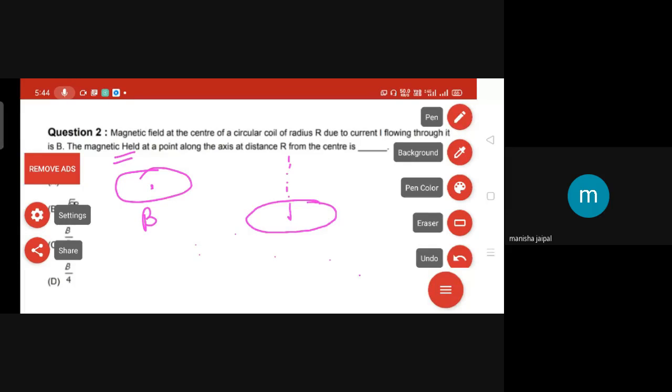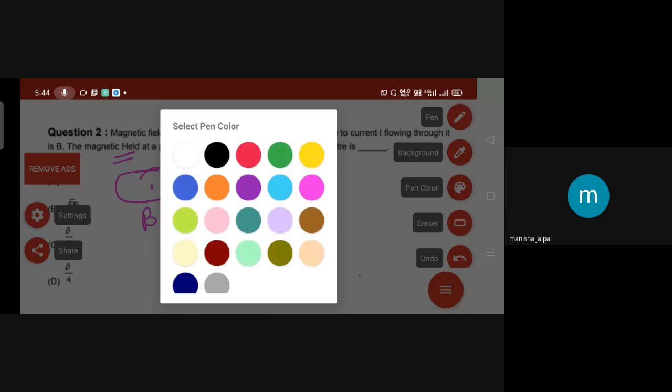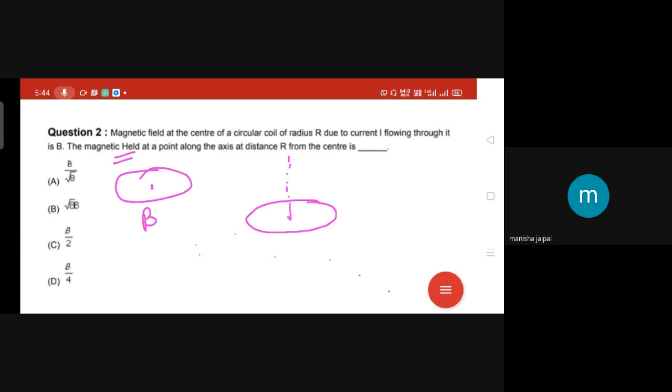Axis is the line passing through the center of the coil, and perpendicular to it. Let me denote that point by P. So let us assume that P is the point which is at distance R from the center of the coil and on the axis of the coil. We have to find out magnetic induction at point P.